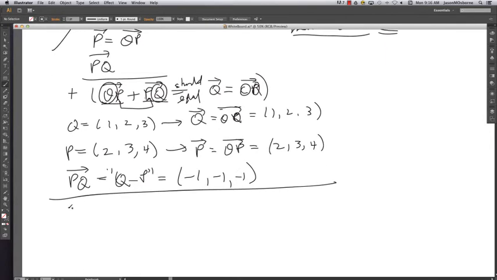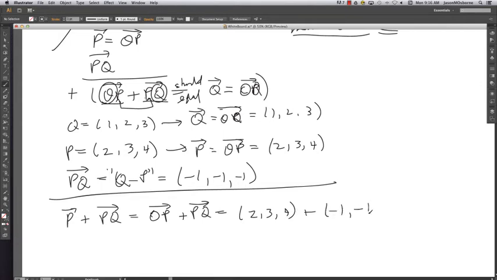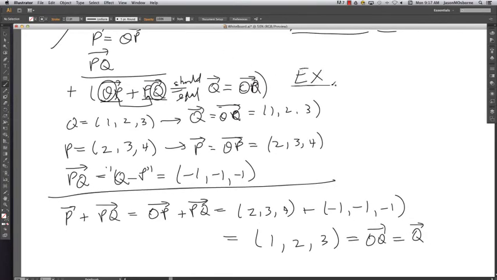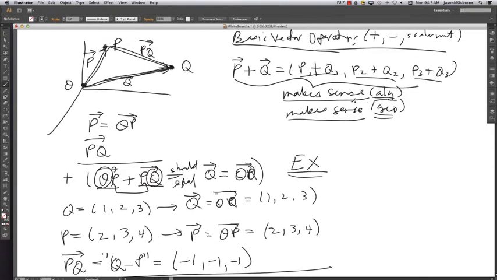Now let's take the vector P plus the vector P to Q. That's the same as the origin to the point P plus the vector from P to Q. Adding these together, entry by entry, which is what you'd want to do algebraically, 2, 3, 4, plus -1, -1, -1, and you will get 1, 2, 3, which is the same as the vector that's the origin to Q, otherwise known as Q. So that's just a quick example showing that your algebraic sense of adding vectors makes sense also geometrically.